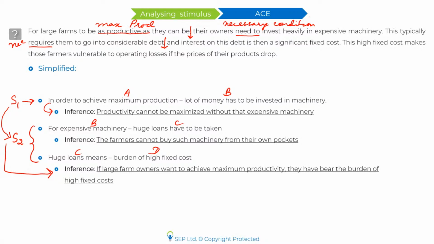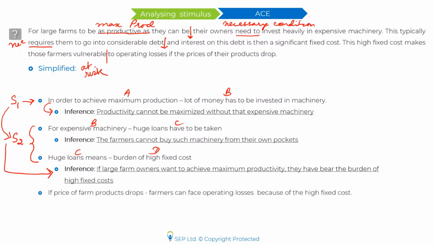This high fixed cost makes those farmers vulnerable. What does the language vulnerable mean? At risk. So we are saying that because of the high fixed cost, the farmers can face operating losses if the price of the farm products drops. So if the price of the farm products drops, farmers can face operating losses, all because of the high fixed cost.